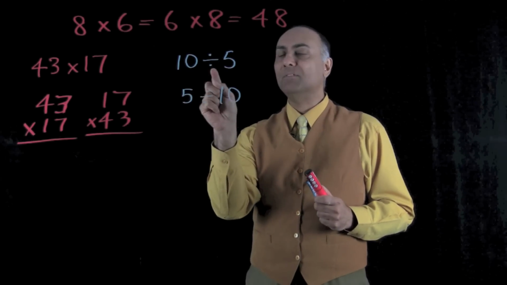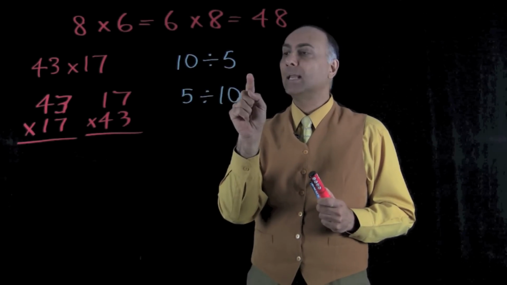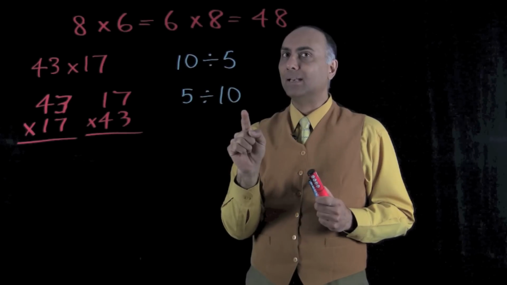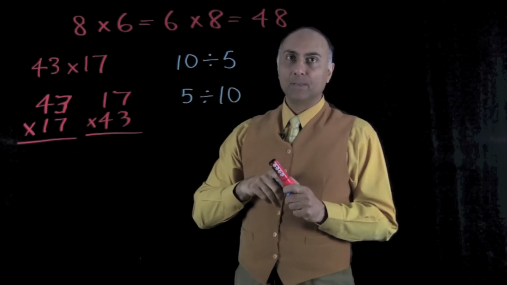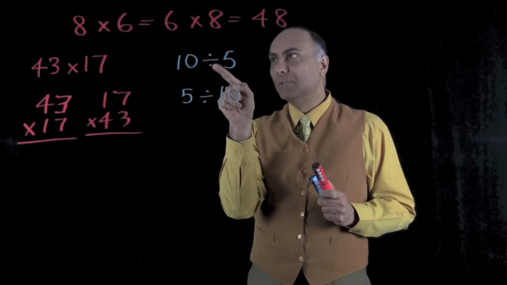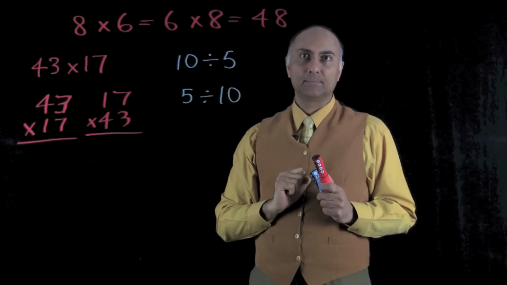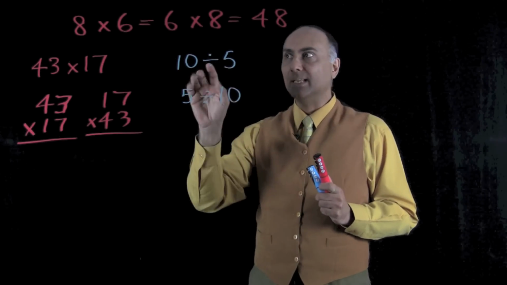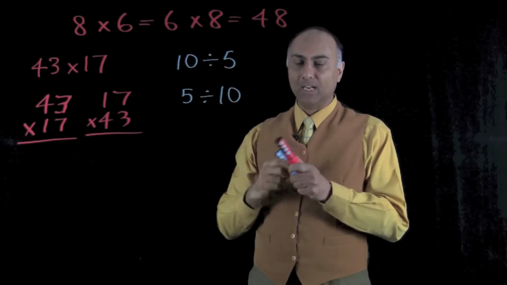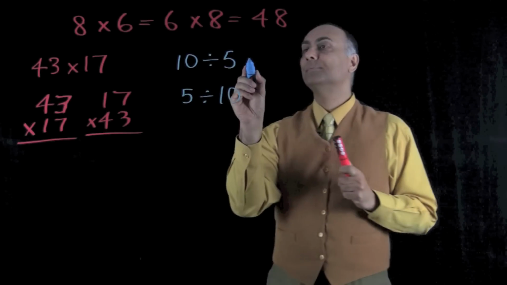This says 10 divided by 5. This says 5 divided by 10. Well, let's look at the result of each one. 10 divided by 5 means how many 5s go into 10? Well, the answer is 2. 2 5s go into 10. So 10 divided by 5 equals 2.